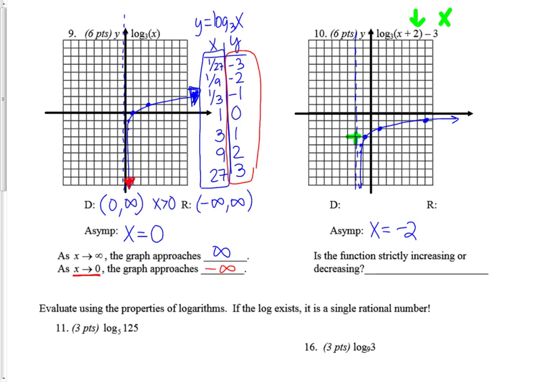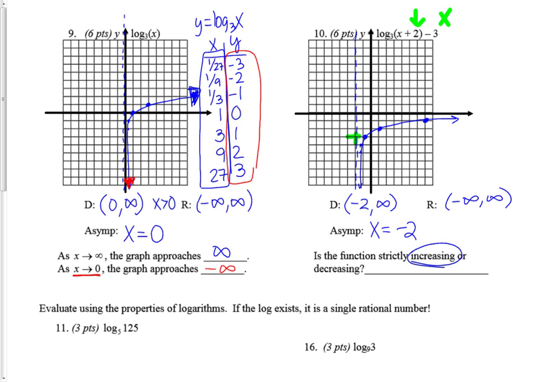Okay. I have a domain here from -2 now to infinity, because I start at -2 and go to the right. My range is still all reals. And this function is strictly increasing. It's increasing from -2 to infinity, but that's everywhere in its entire graph.